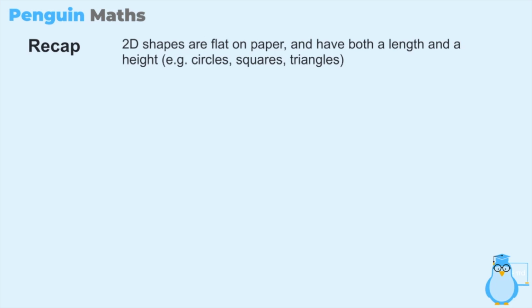So to recap this lesson, we said that 2D shapes are those which are flat on paper and have both a length and a height. So for example, circles, squares, triangles, things like that are all 2D shapes. We said the area of 2D shapes can be measured in either metres squared, centimetres squared, or kilometres squared, all depending on the scale of the problem.